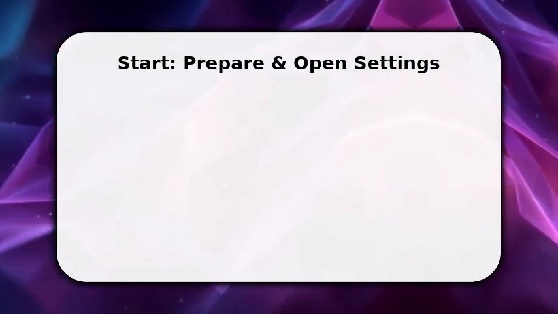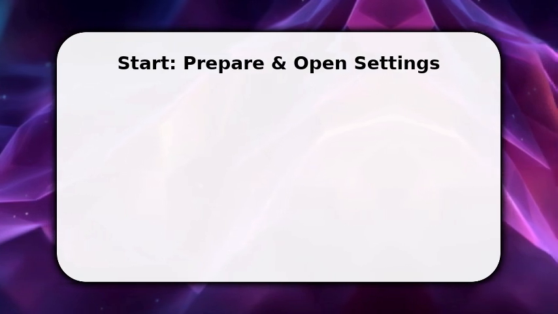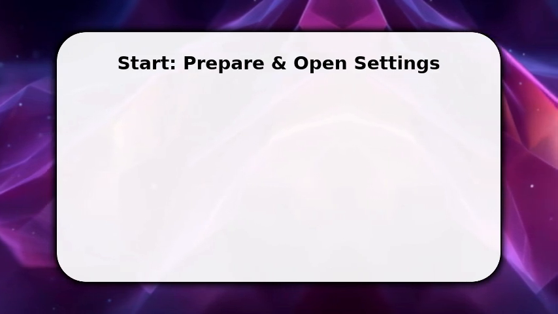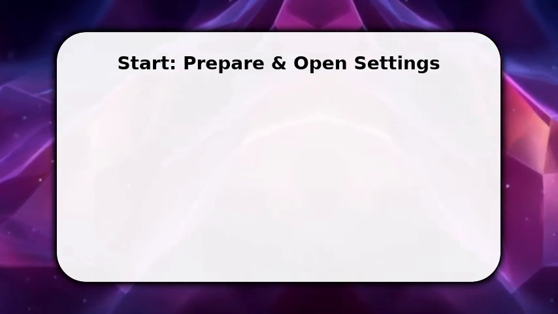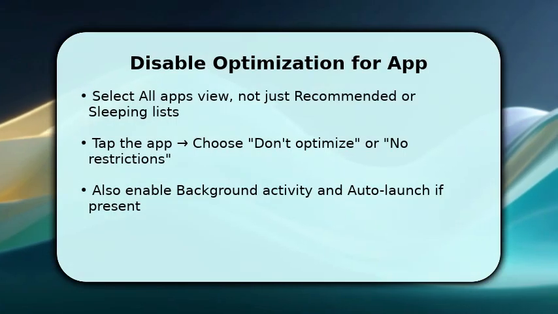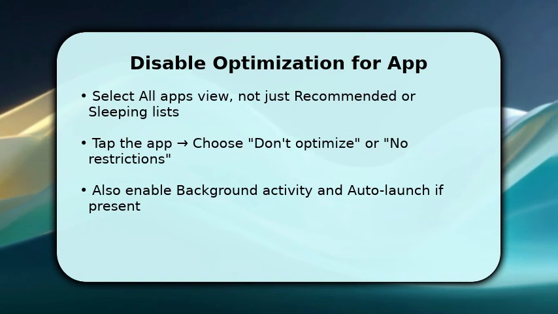Find the list of apps, scroll or search for the specific app you need to keep running. Once found, tap the app entry to show available battery rules and the option to change optimization behavior. Now change the app's optimization settings so it can run normally.